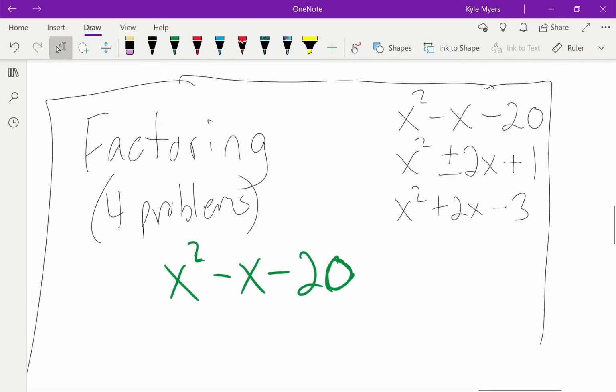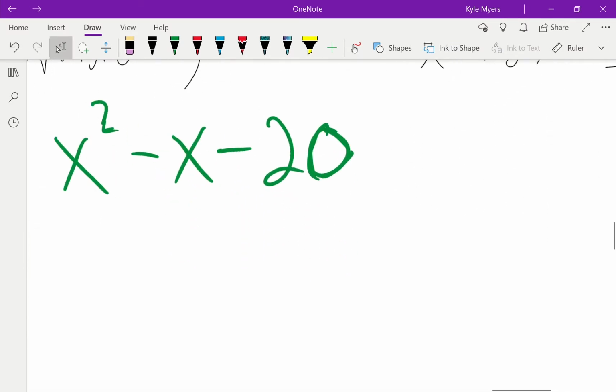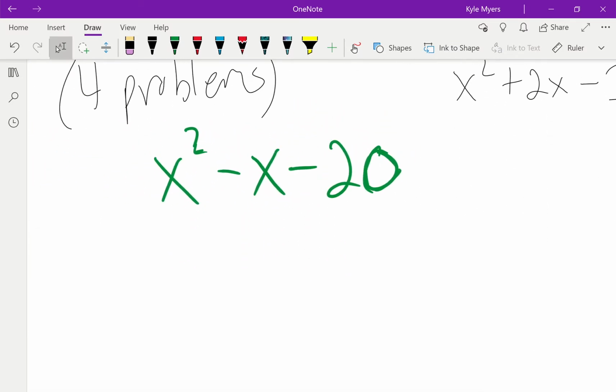X squared minus x minus 20. So let's do it. Yesterday, I just kind of dove right in with this number 20 and went right to the factors that worked. Let me go ahead and break down the factors. If there is no number here, you've got to put a 1. It really helps to understand that that's a 1 there. If there's no number, there's a 1.